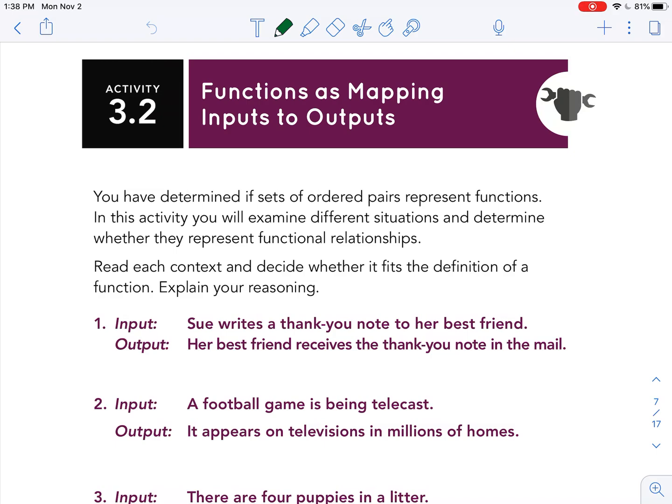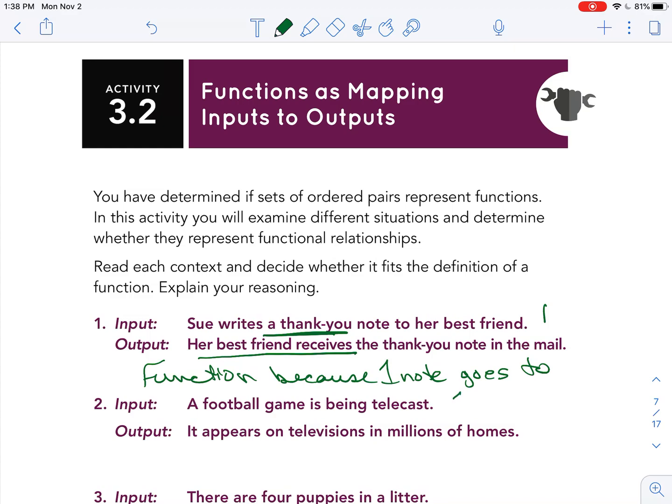So Sue writes a thank you letter. She's writing one thank you letter. So she's starting off with one item, and her best friend receives that item. There's only one person that receives it. So this is a function because one note goes to one person.